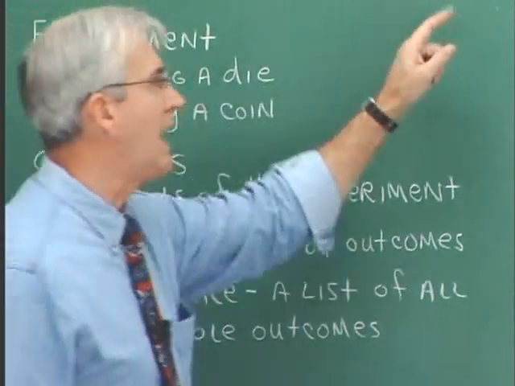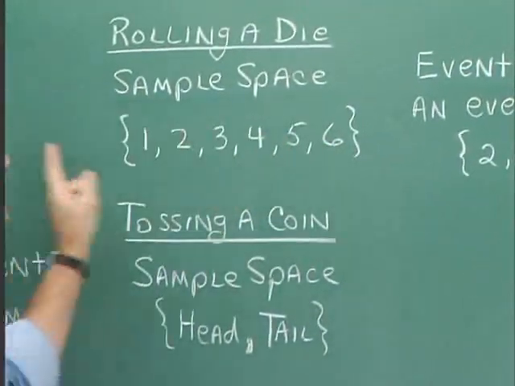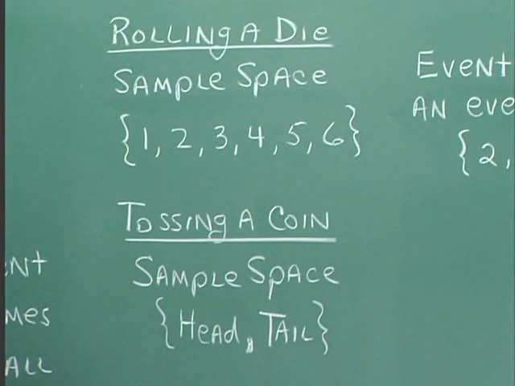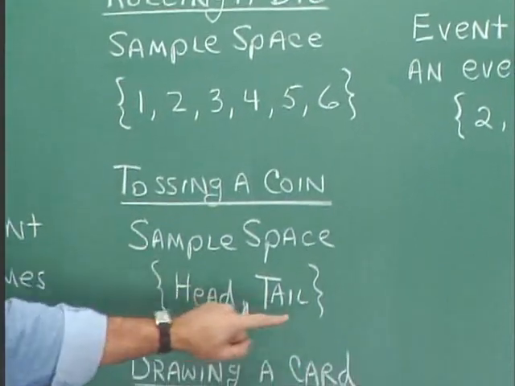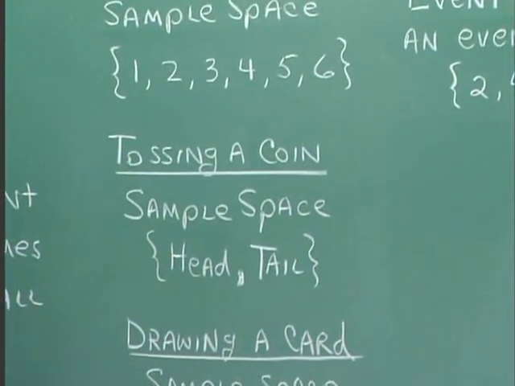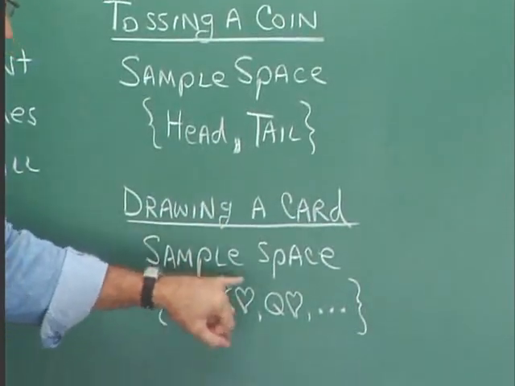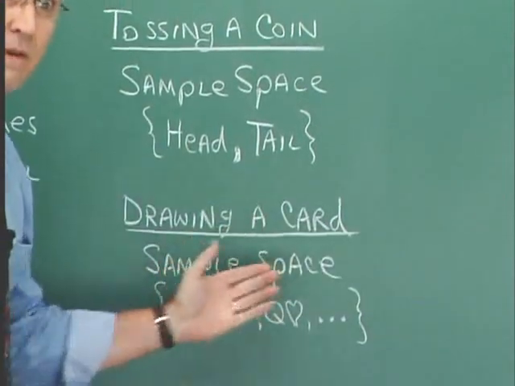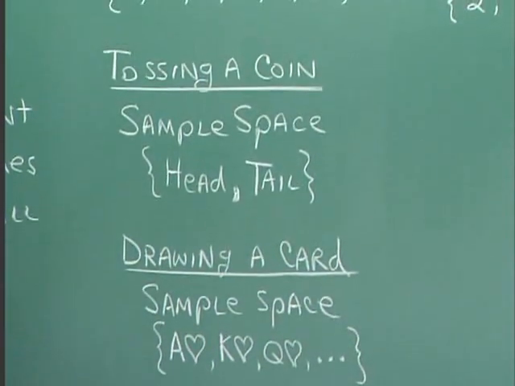Now, for rolling a die, the sample space would be 1, 2, 3, 4, 5, 6 because this is a list of all of the possible outcomes of that experiment, you see. And now, in tossing a coin, the sample space would be heads or tails, all of the possible outcomes. Drawing a card, the sample space would be the ace of hearts, the king of hearts, the queen of hearts. You see, there would be 52 items in this sample space if we're talking about drawing a card.